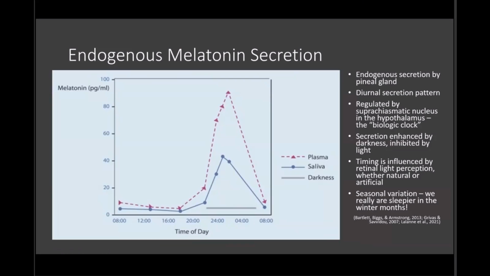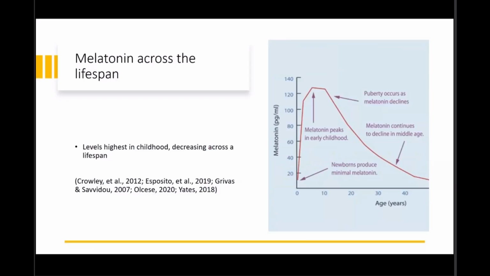Secretion is regulated by the suprachiasmatic nucleus in the hypothalamus, or the so-called biologic clock, and its secretion is enhanced by darkness but inhibited by retinal perception of light, and that's whether it's natural light or artificial. I did find it interesting there is a seasonal variation to melatonin secretion, since dark periods are longer in the winter months, so it explains why I'm always so much more tired during that part of the year. Hopefully that's why.